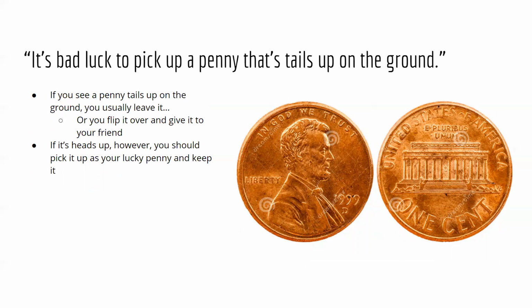And the last superstition is it's bad luck to pick up a penny that's tails up on the ground. If you see a penny tails up on the ground, most Americans often just leave it, or they flip it over and give it to their friend. But if it's heads up, they pick it up as their lucky penny and keep it. Which doesn't make sense because it's not good. You shouldn't steal. That's not stealing though.